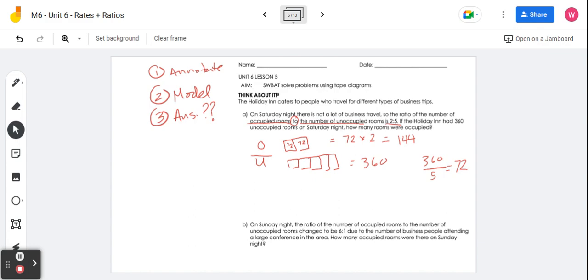On Sunday night, the ratio of the number of occupied rooms to the number of unoccupied rooms changed. That part is still the same: occupied to unoccupied changed to be 6 to 1. So now occupied, 1, 2, 3, 4, 5 to 1, due to the number of business people attending a large conference in the area. How many occupied rooms were there on a Sunday night?